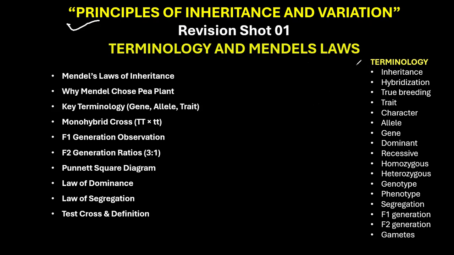So number one is inheritance. Inheritance means passing of traits from parent to offspring. Number two is hybridization. Hybridization means crossing two different plants. Then true breeding varieties: plants that show the same trait generation after generation.